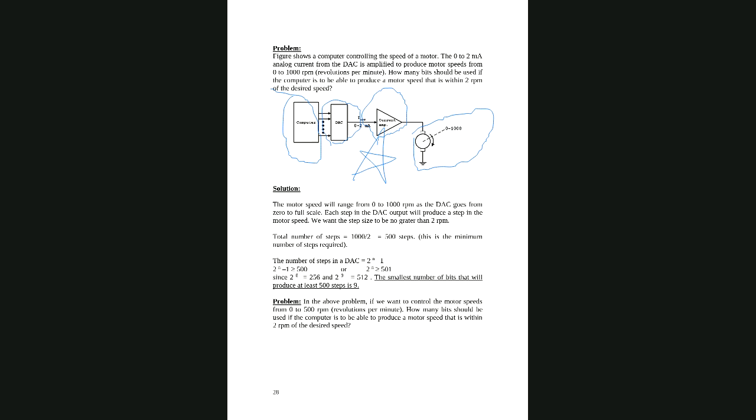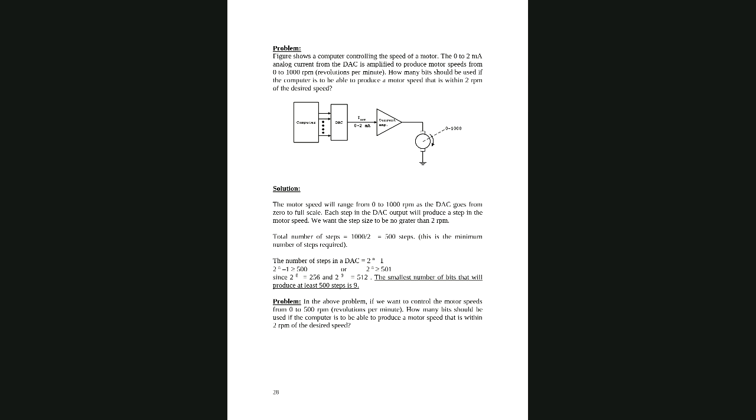So the digital input will go to the digital to analog converter and be converted to the analog output. The analog output will go to the current amplifier, and this current amplifier will then control the speed of the motor. This is the whole operation. I hope that you will have a hard copy in front of you.